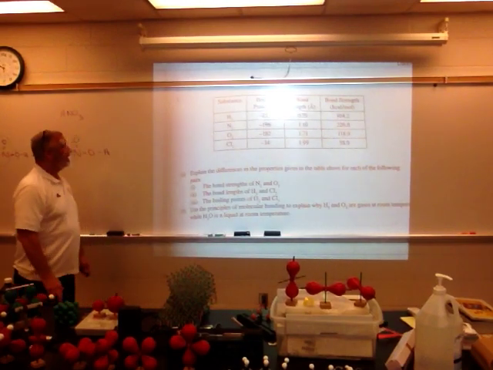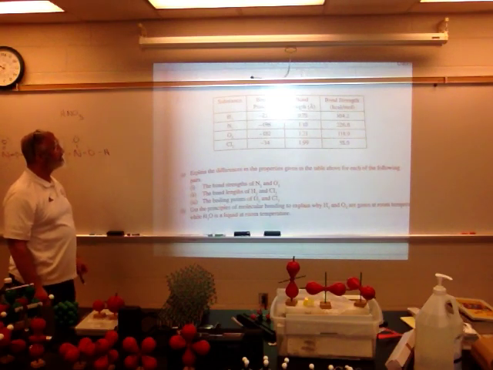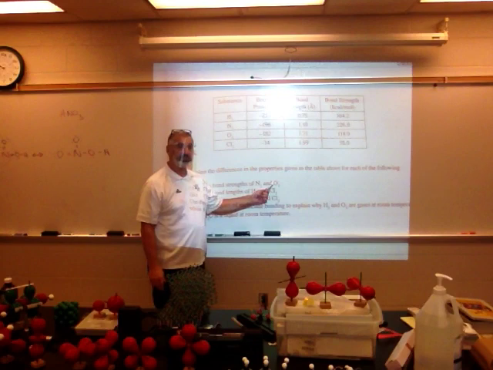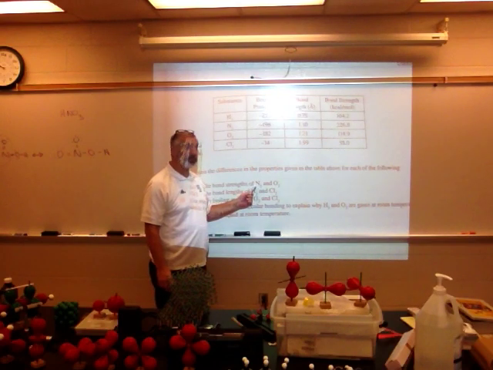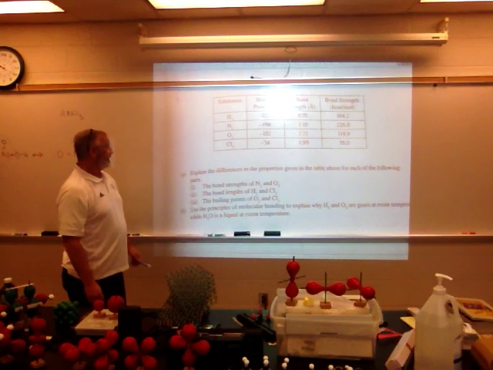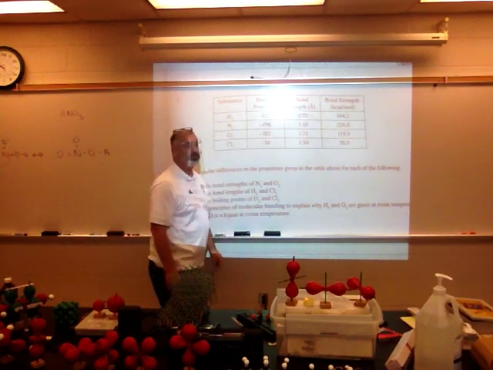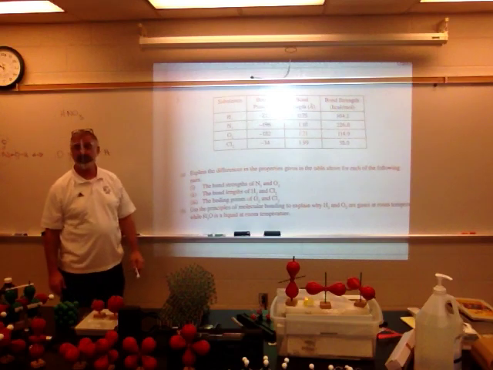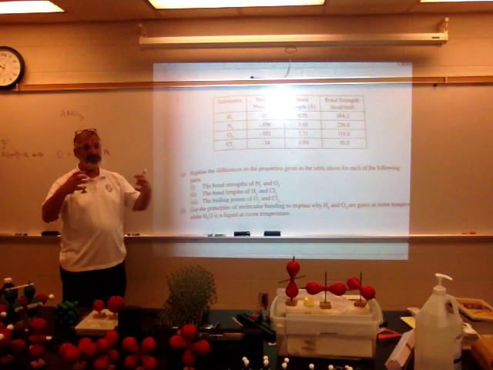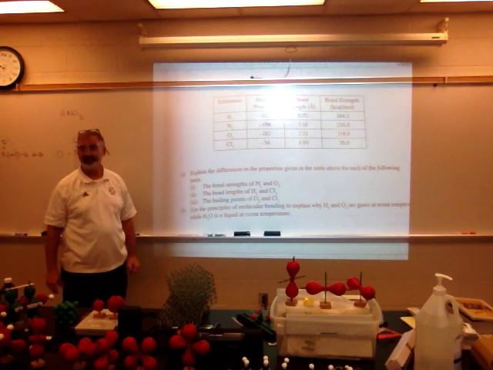That's the same thing. Okay, explain the differences in properties given in the table above for each of the following pairs. The bond strengths of nitrogen and oxygen. What do we know? What type of bond is it in nitrogen? Triple, versus a double bond? So it's going to be a stronger bond. What about bond length? Shorter. Okay? The bond lengths of hydrogen and chlorine, H2 and Cl2. Why is chlorine so much larger? Chlorine's a much bigger atom than hydrogen, therefore the electron cloud is going to be farther apart, the bond length is going to be longer. Chlorine's just bigger than hydrogen.